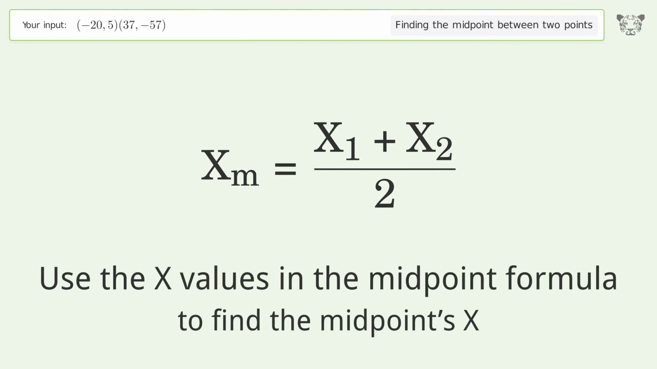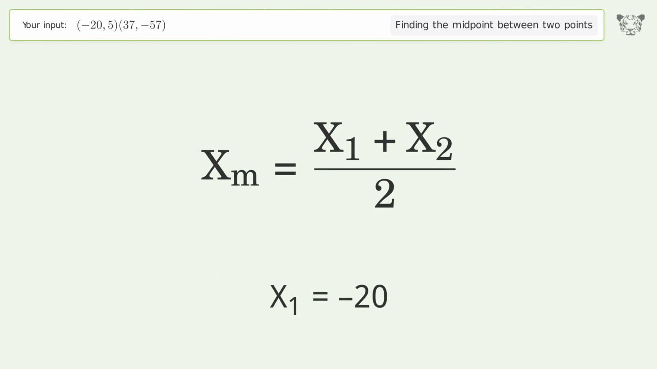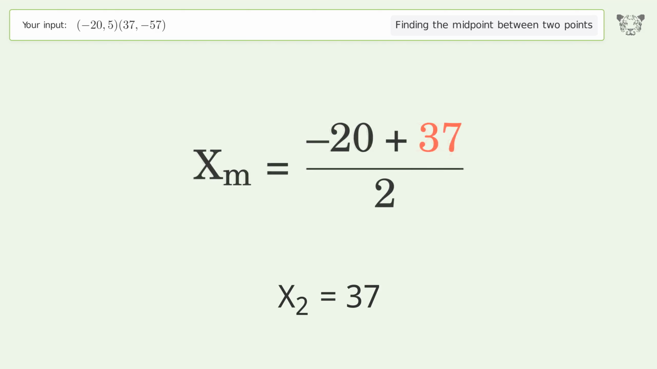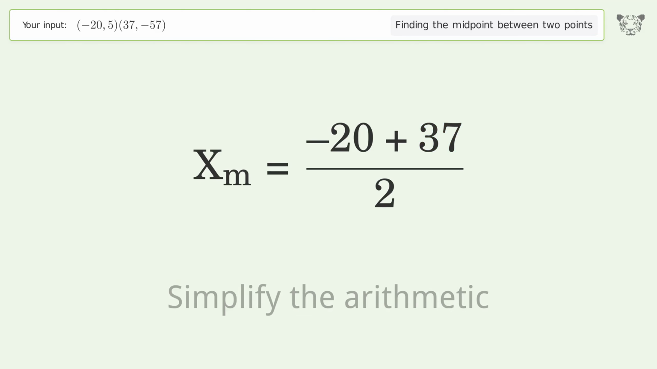Use the x values in the midpoint formula to find the midpoint's x. x1 equals -20. x2 equals 37. Simplify the arithmetic.